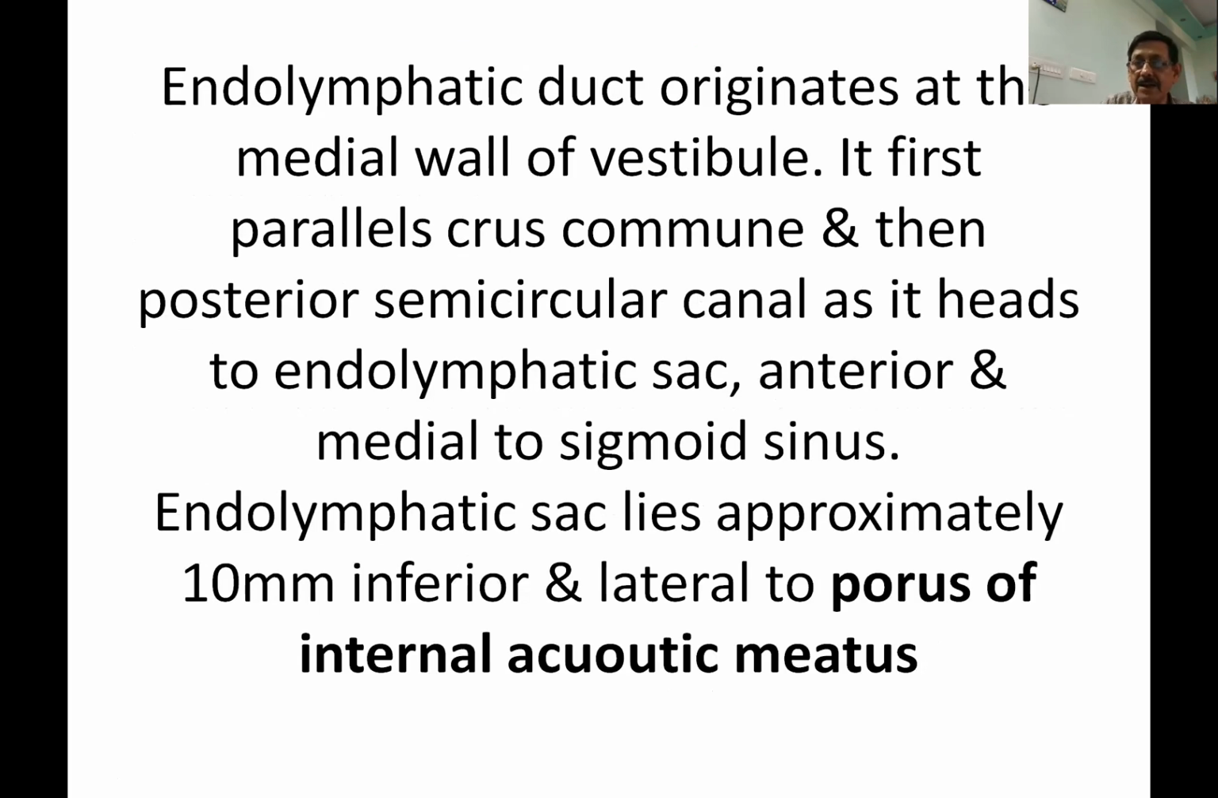The endolymphatic duct originates at the medial wall of the vestibule. It runs first parallel to the pars communis and then the posterior semicircular canal, and heads to the endolymphatic sac, anterior and medial to the sigmoid sinus. The endolymphatic sac lies approximately 10 millimeters inferior and lateral to the porus of the internal acoustic meatus.